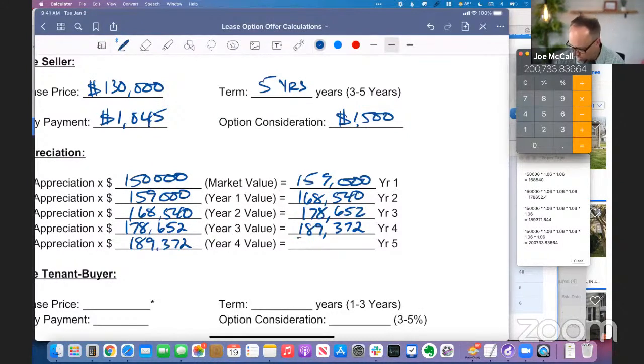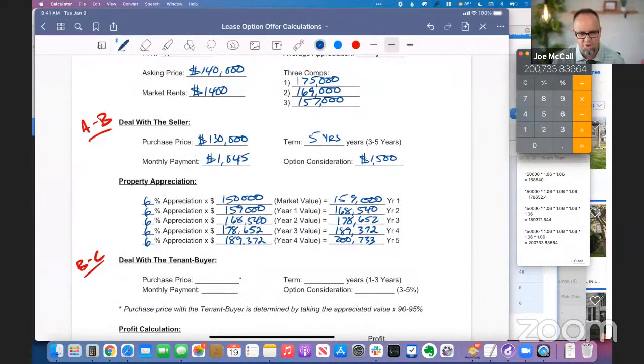There we go. So figuring 6% appreciation over the next 5 years, the house is going to be worth $200,000 at the end of 5 years. Not bad, right?